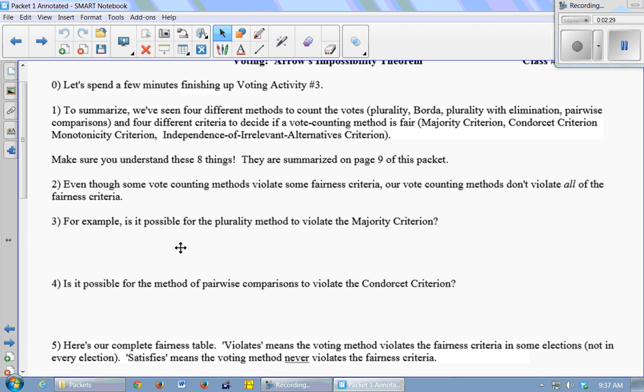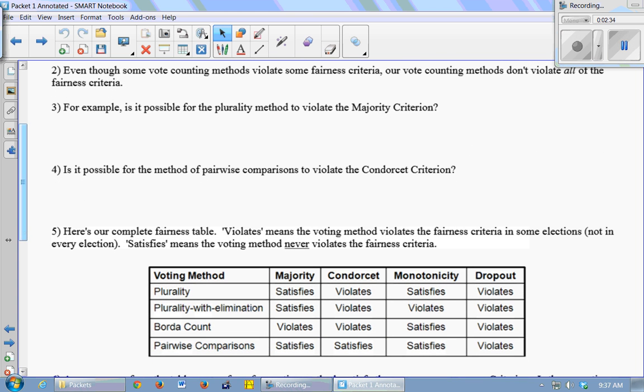For example, is it possible for the plurality method to violate the majority criterion? If you're using the plurality method, so which one was the plurality method? Whoever gets the most first place votes wins, right? Okay, so if someone gets a majority of the first place votes, could they possibly lose if this is our method? No, because if someone has a majority of the first place votes, that means they have more than half of the first place votes, which means no one else could have more first place votes than them, right?